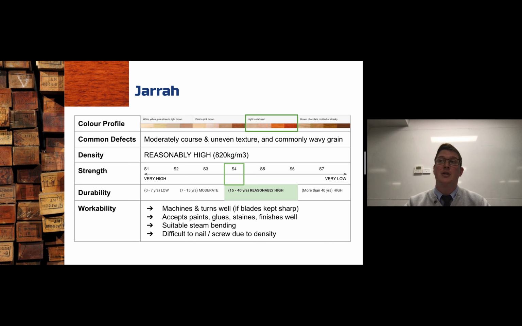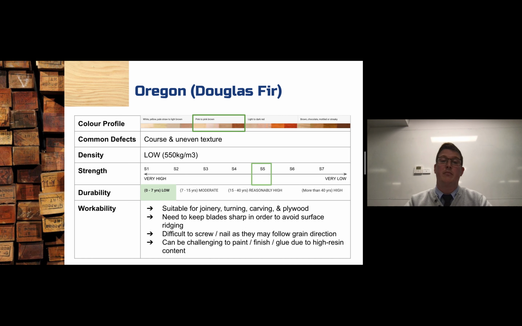So you really need to make sure that when you're working with Jarrah, you really consider what metal screws you're using, whether you're using stainless steel, whether you're using steel, or whether you're using some other sort of material, but you need to make sure that you definitely are pilot holing, because Jarrah will definitely damage screws.